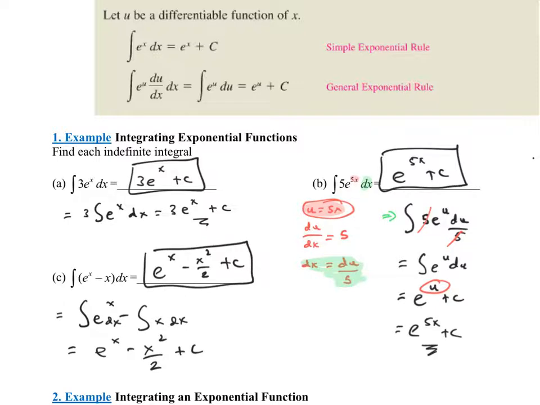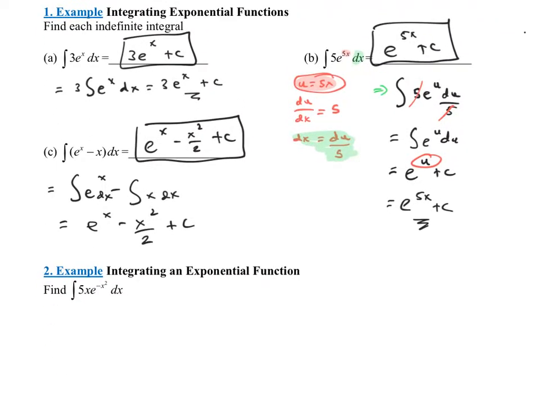Again, we can check our answer by taking the derivative. The derivative of e to the x is e to the x. The derivative of x squared over 2 would be 2x over 2, which would simplify to be x, which would give us our original problem as desired.